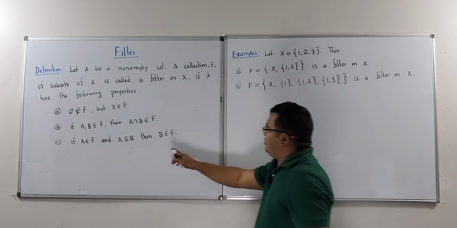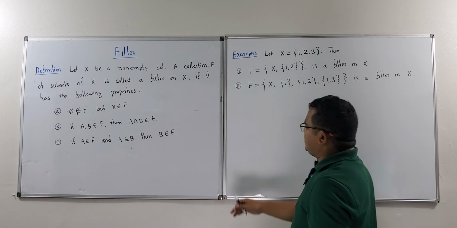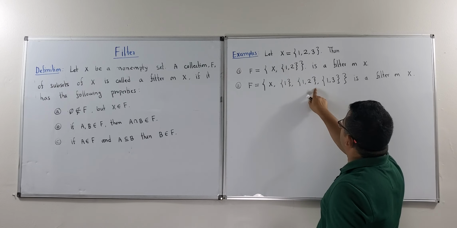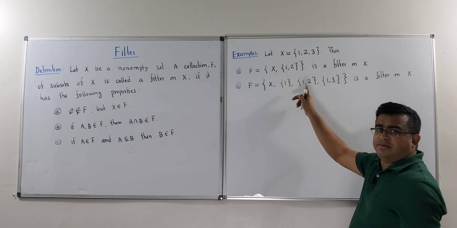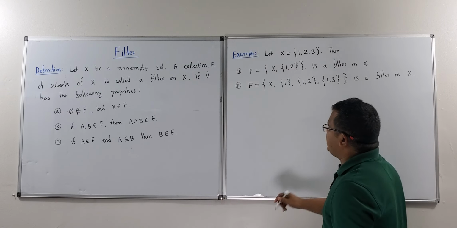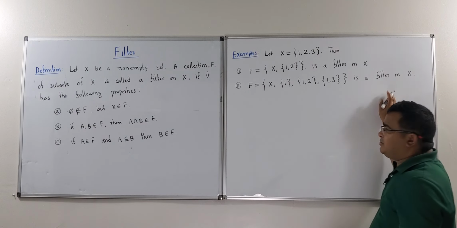And how about the third property? If A is a subset of B, we can think of {1} as a subset of {1, 2}, and {1, 2} is also here. So it satisfies all of the three properties. That's why it's a filter.